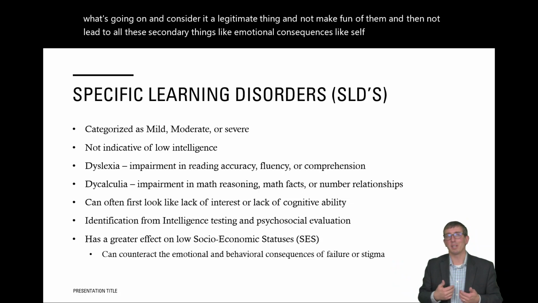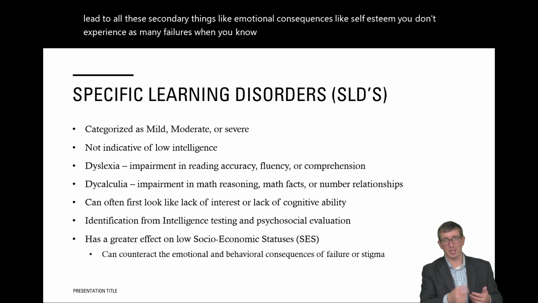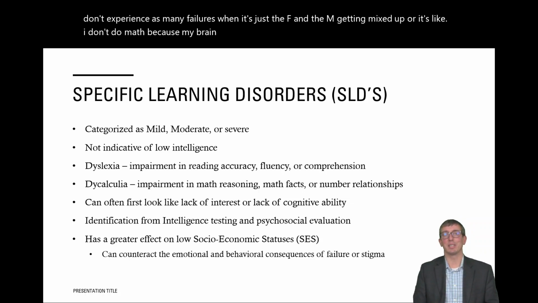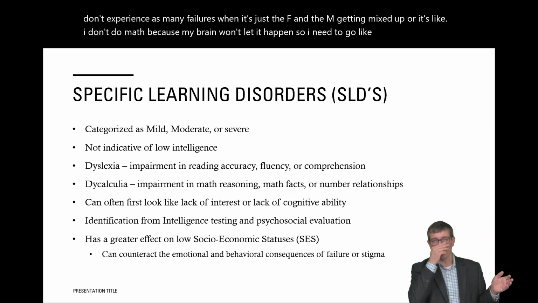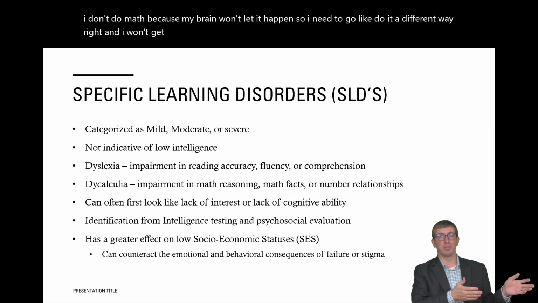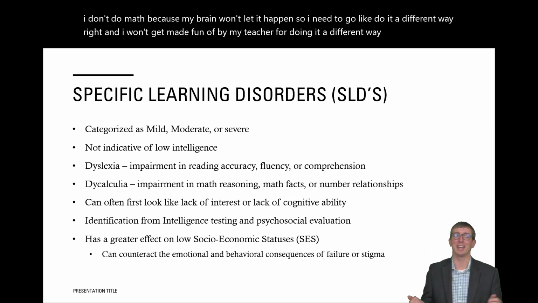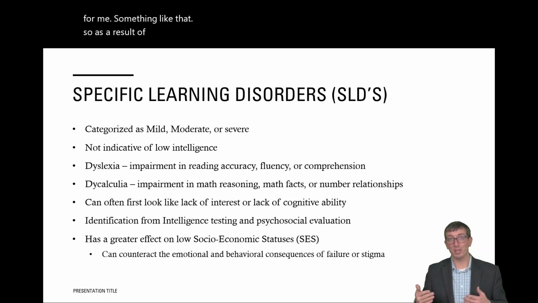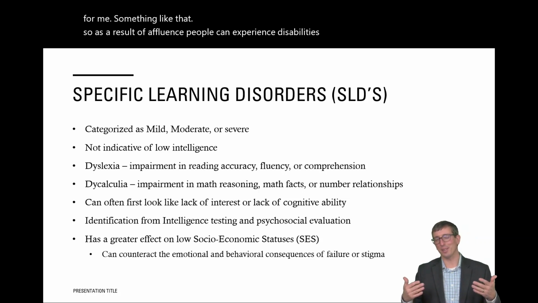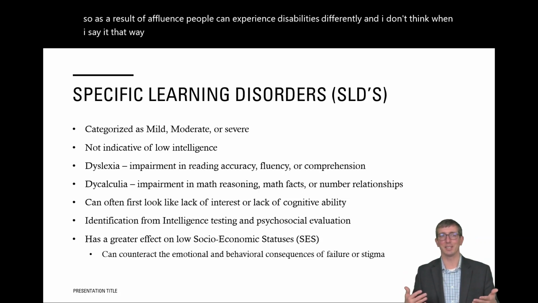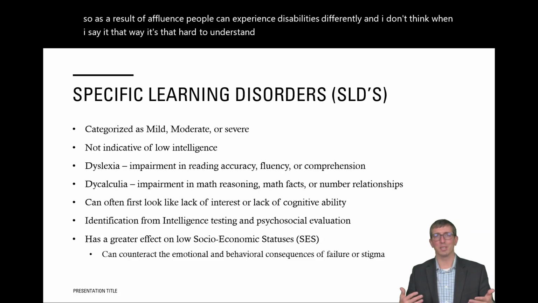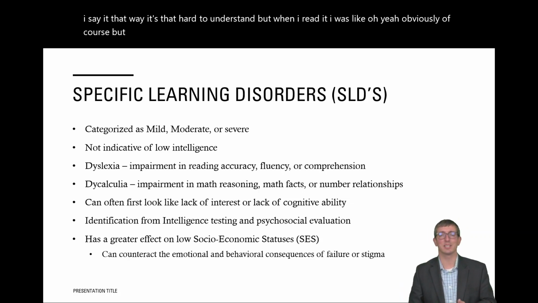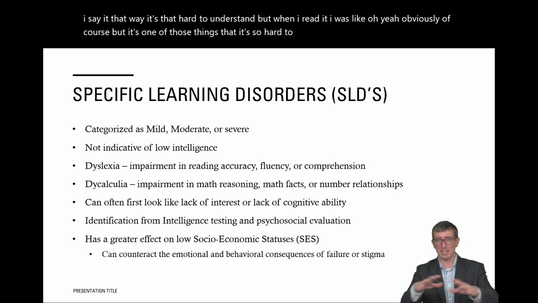You don't experience as many failures when you know it's just the F and the M getting mixed up, or like, I don't do math because my brain won't let it happen, so I need to do it a different way, right? And I won't get made fun of by my teacher for doing it a different way that works for me. So as a result of affluence, people can experience disabilities differently. I don't think when I say it that way, it's that hard to understand. But when I read it, I was like, oh yeah, obviously, of course. But it's so hard to understand how that actually plays out in real life.